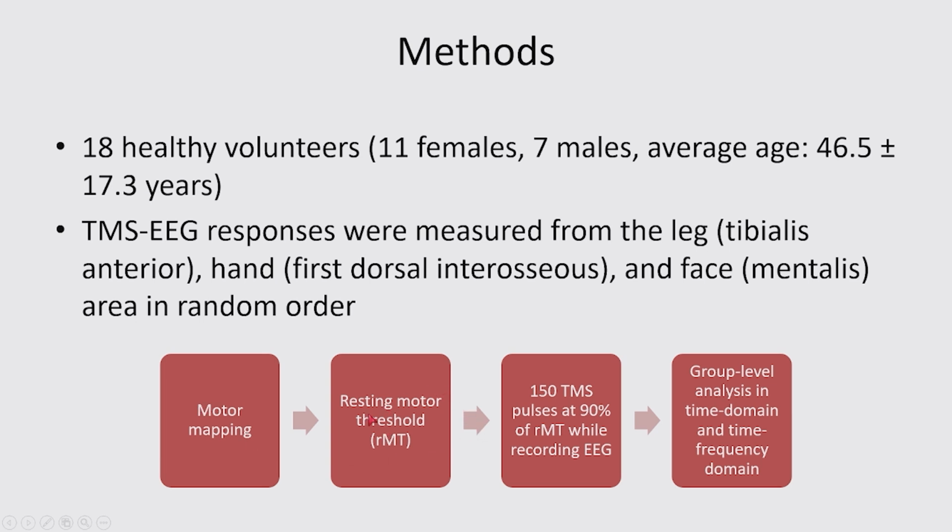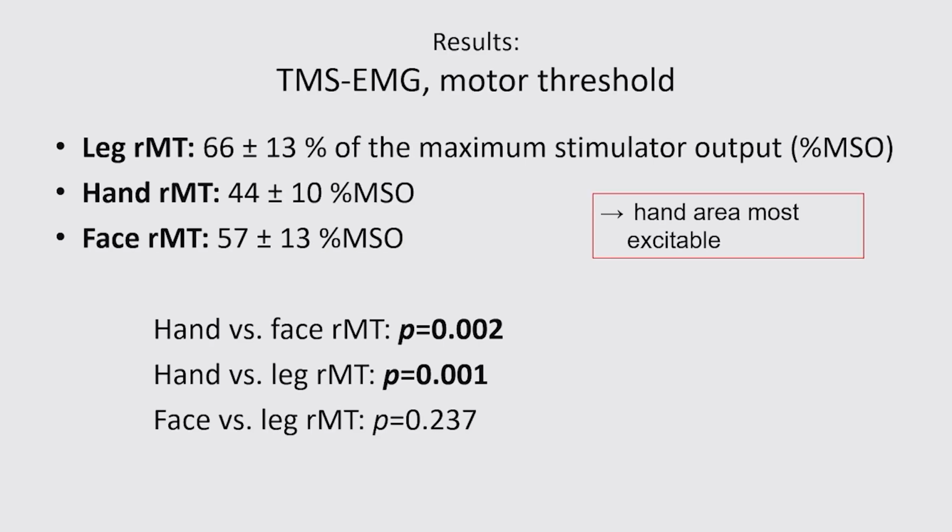Then we estimated the resting motor threshold for that muscle, again the smallest TMS intensity needed to activate that muscle. Then we evoked 150 TMS pulses at 90% of the resting motor threshold while measuring EEG. The goal was to have EEG without the MEPs, because that would influence what the EEG responses would look like. Then we did group level analysis in both time domain and time-frequency domain.